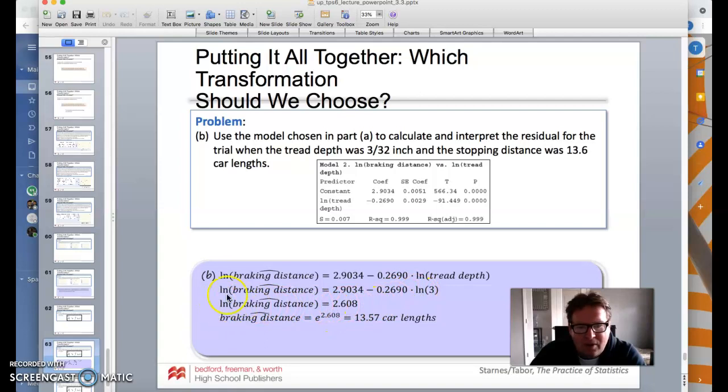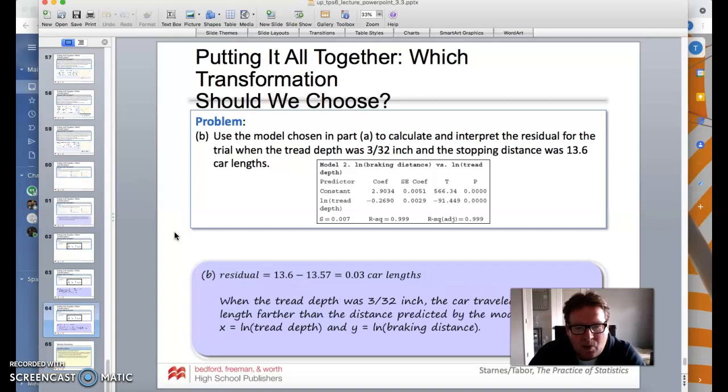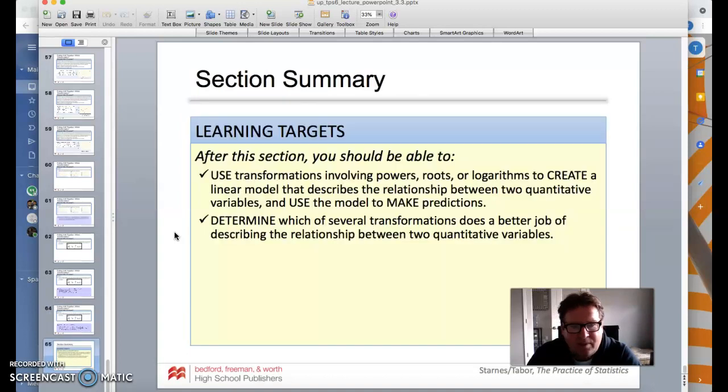Now remember, to solve, we have to go e to this power. That's to get the braking distance. And we get about 13.6 car lengths, 13.57, which rounds very nicely to there. So again, being able to decide which one is which is what we have. Now, once again, you always want to make sure that you answer the question: when the tread depth was 3/32 of an inch, the car traveled 0.03 car lengths further than the distance predicted by the model. Okay, so the model said that, when x equals the natural log of tread depth and y equals the natural log of braking distance. All right, so not too bad a difference there.